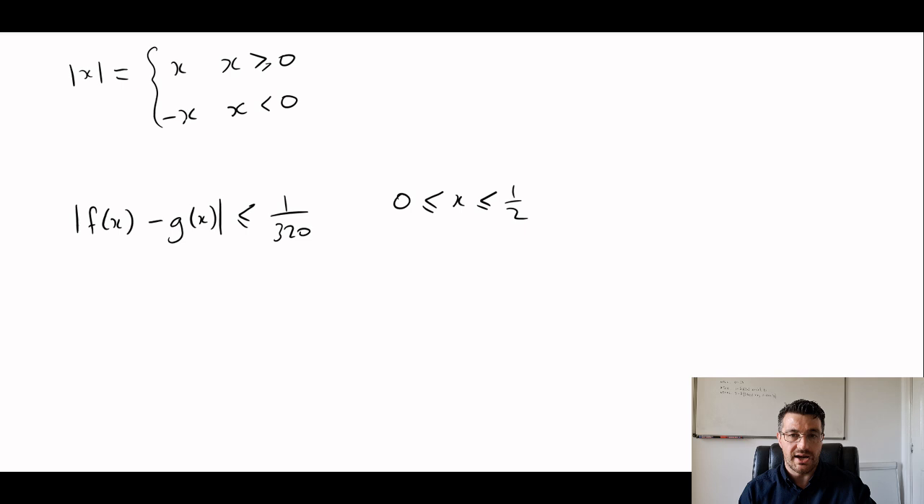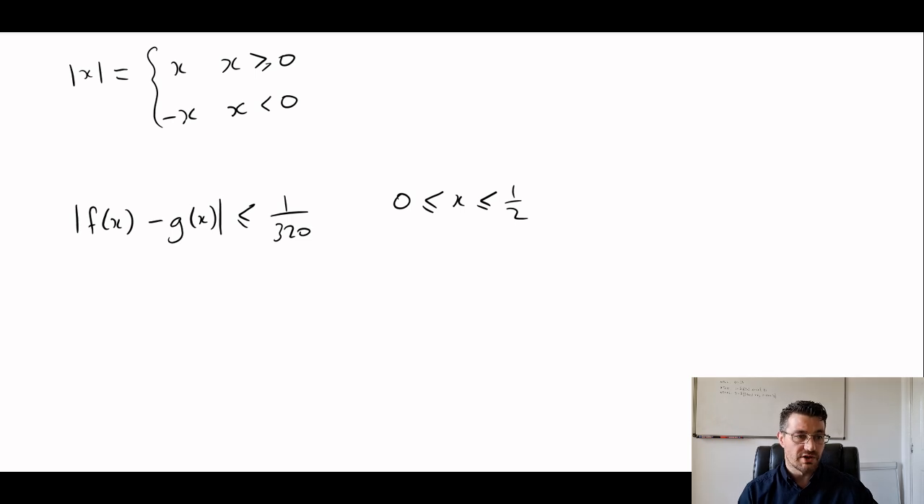You're given a new idea. You're having something defined that you've never had defined before. In this case, it's the notion of excellent approximation. So we're told that an excellent approximation is basically what this says: f is an excellent approximation of a function g if these conditions hold. Pay close attention to the fact that we've got 0 is less than or equal to x is less than or equal to a half.